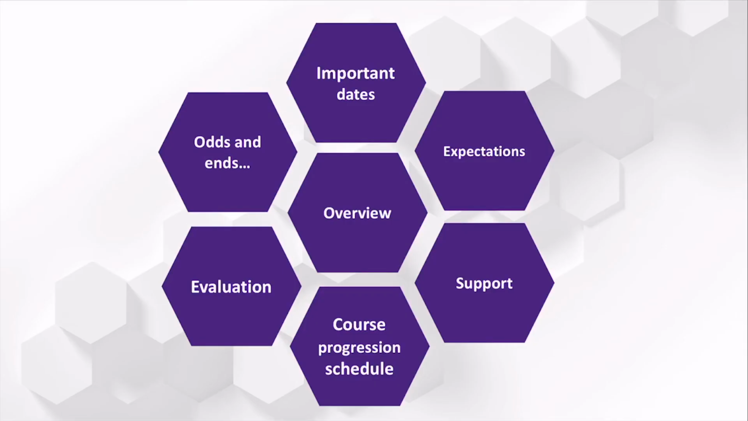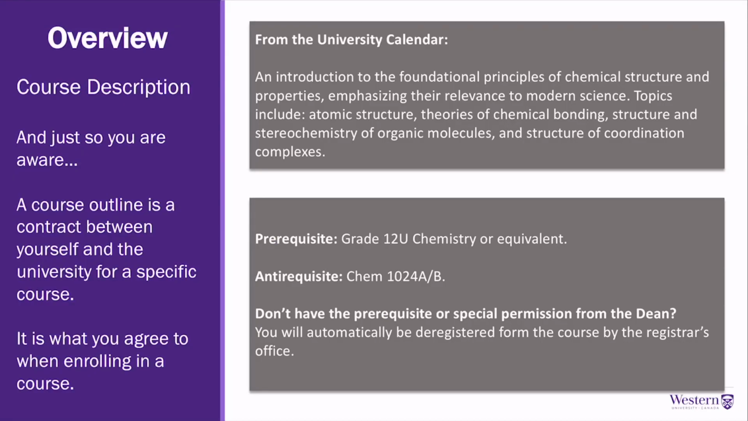Okay, here's the topics we're going to discuss today. Quick overview of things, then we'll move to important dates, and we'll follow these topics clockwise around the graphic. So, just so you're aware, a course outline is actually a contract between yourself and the university for the course in which you've enrolled. Now, maybe you didn't know that when you were signing on, but it is. And it's what you agree to when you take the course.